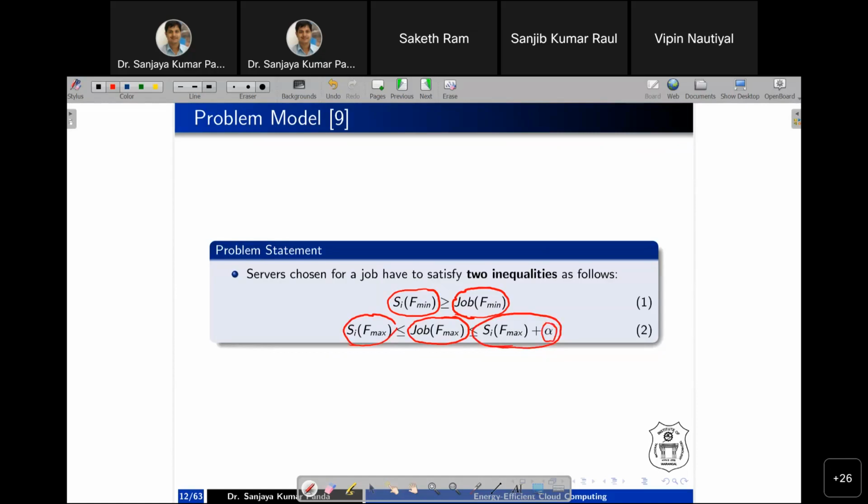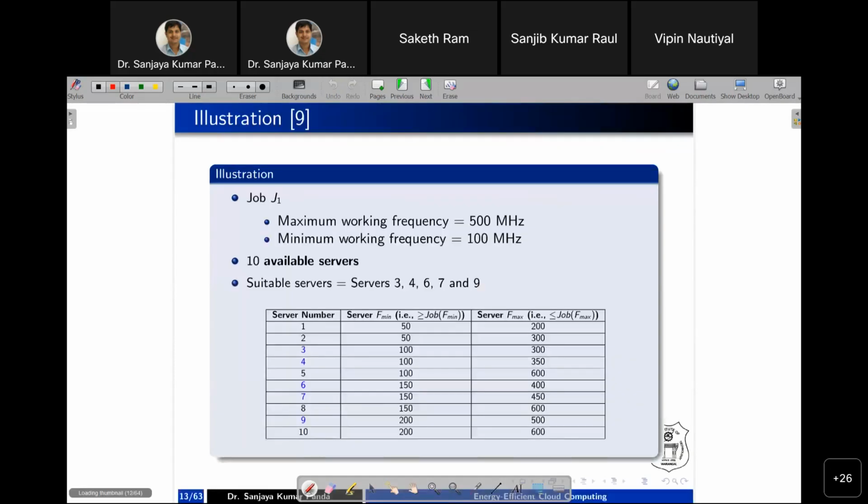We are considering that overhead by taking alpha. Now let us take an example. Let us see the job J1. In job J1, what is the minimum frequency? The minimum frequency is 100, maximum frequency is 500.